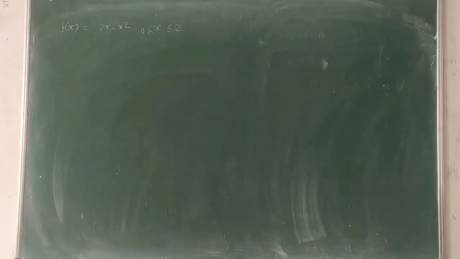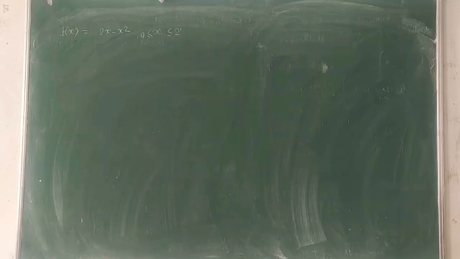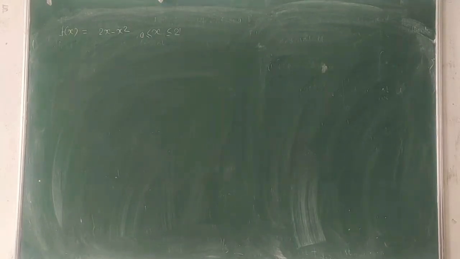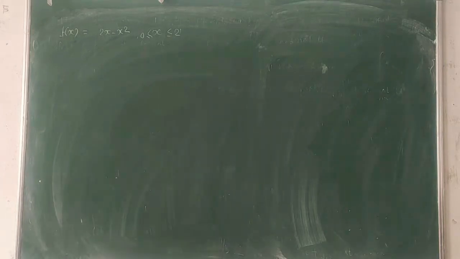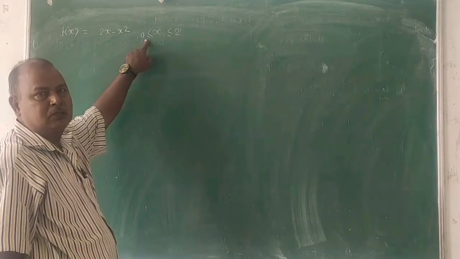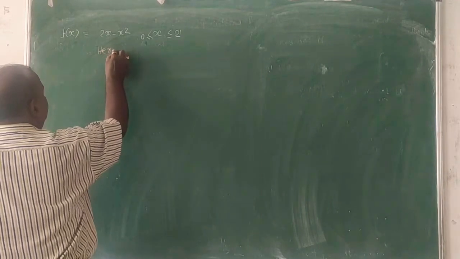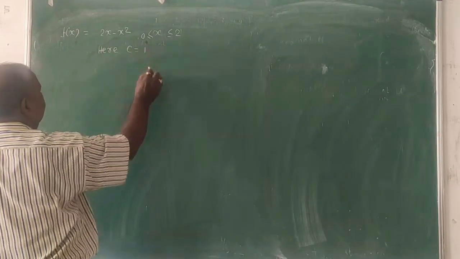f of x is 2x minus x square, whenever x lies between 0 to 2. Expand this as a Fourier series, and hence show that f of x is 2 by 3 minus sigma of n varies from 1 to infinity 4 by n square pi square cos of n pi x. Now you see this is coming under the range 0 to 2c, means here c is equal to 1, is not it?